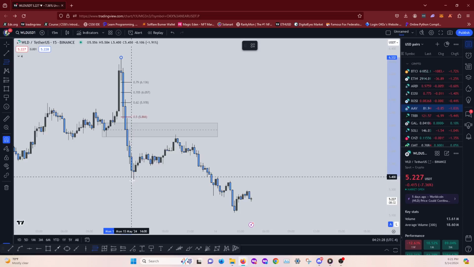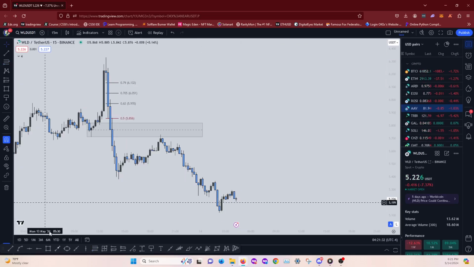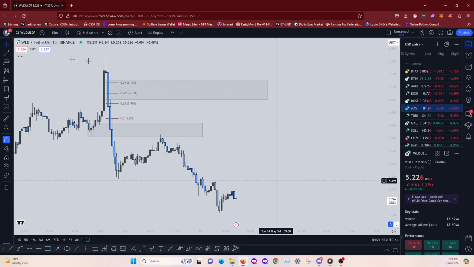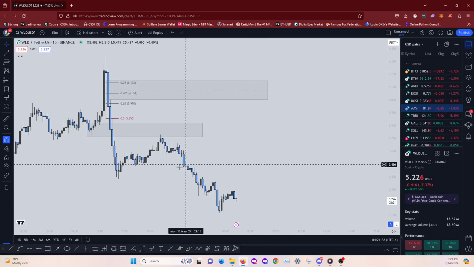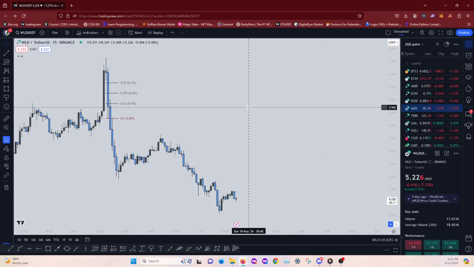And if we pulled from here to here, I would have been willing to scale into that optimal trade entry as well, which you see is a fair value gap. Alright, we'll move on.